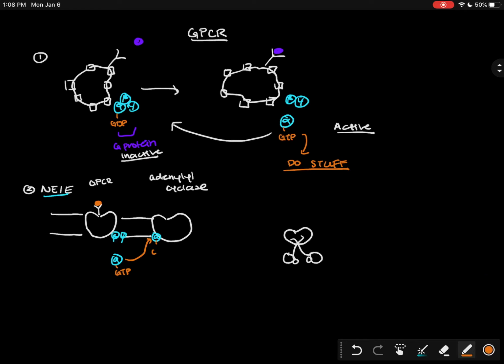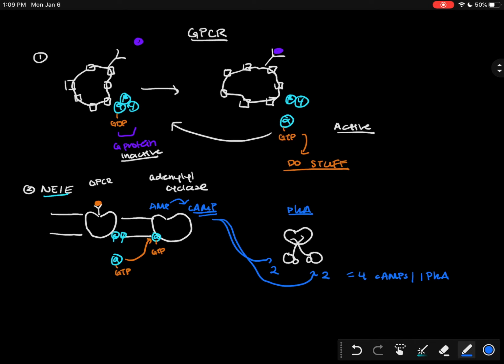So we've got our alpha bound to our GTP. And as soon as this binds, this is going to activate our adenylyl cyclase, which is going to convert ATP to cyclic AMP. And so, once we make this cyclic AMP, it can go activate PKA. So it's going to have 2 cyclic AMPs bind on the left side, and 2 cyclic AMPs bind on the right side, so we're going to get a total of 4 cyclic AMPs to 1 PKA.